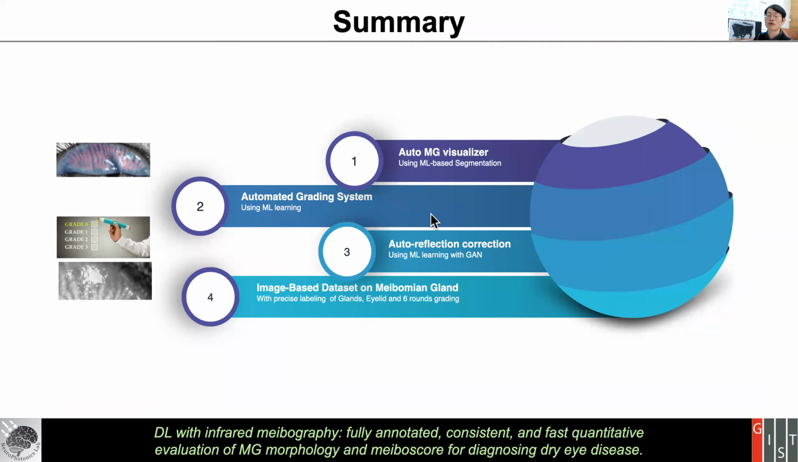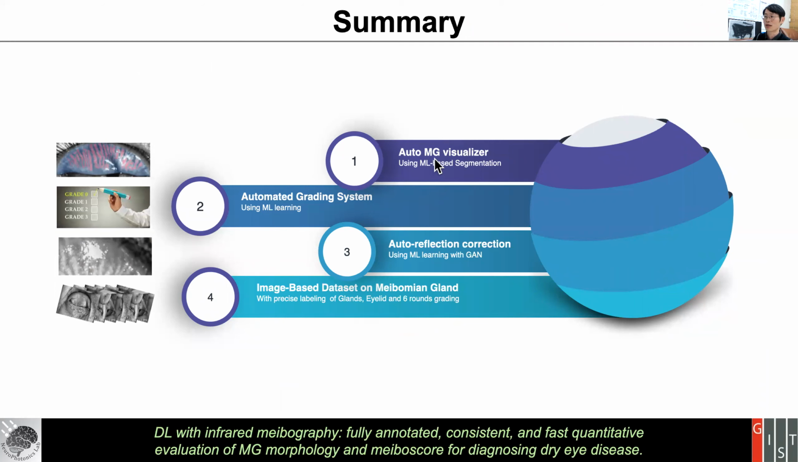So in summary, we developed the automatic Meibomian gland visualizer. Second, we also automated the grading system of Meiboscores. Third, specular reflection can be corrected by using a machine learning algorithm. And in the end, we put all this image-based data set on a public GitHub database.